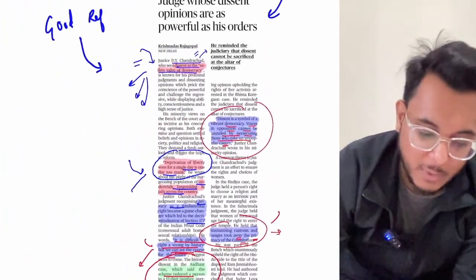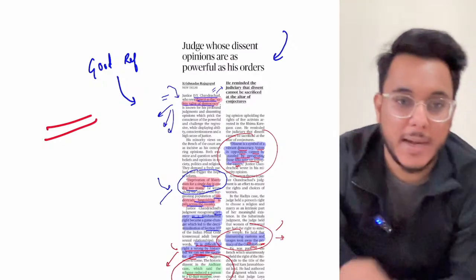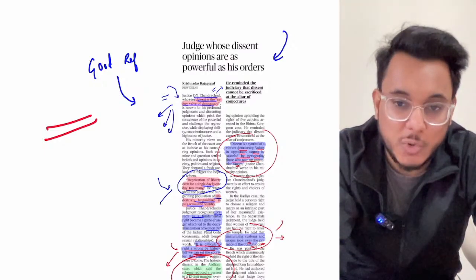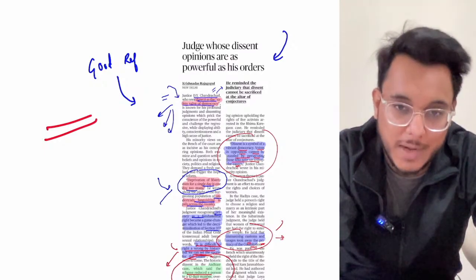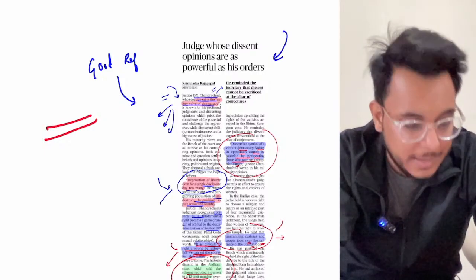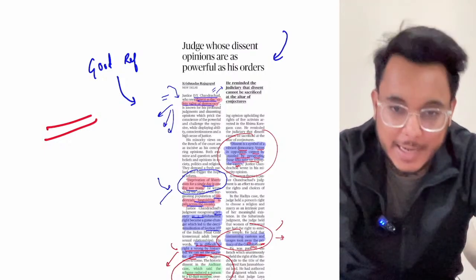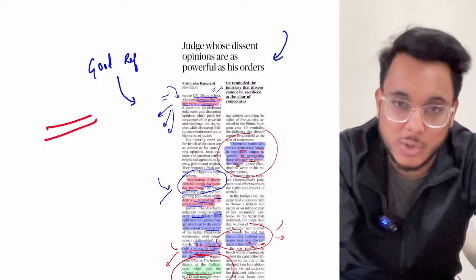So these are some of the important references that have been made by Justice D.Y. Chandrachud, and as he is going to be the next Chief Justice of India, these are some of the compilations that I have given. Please use them in your answers. So that is all, guys, about it.